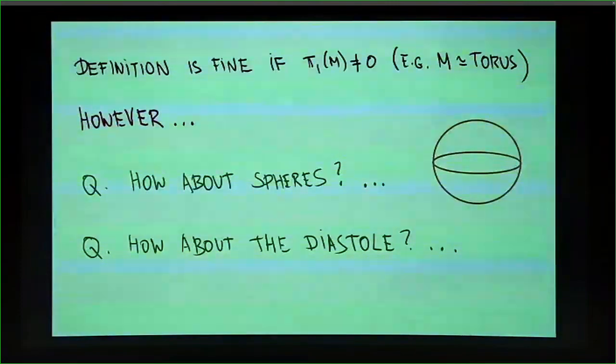However, how about the simplest shape that we can think of? How about spheres, right? And in spheres, we all know that the sphere is simply connected, so every closed curve can be shrunk to a point. How can we make sense of a systole in this case? And also, keeping up with the idea of the analogy, what is the thing that we should call the diastole? Okay, so this is going to be the motivation of this first part of the talk.